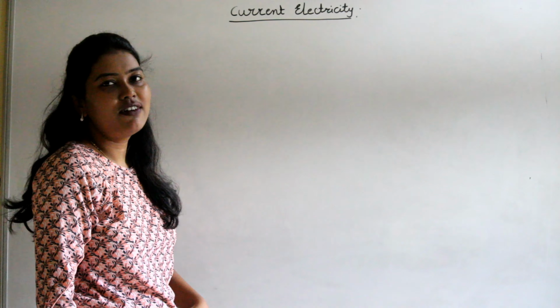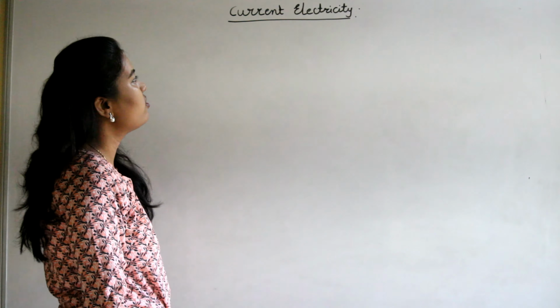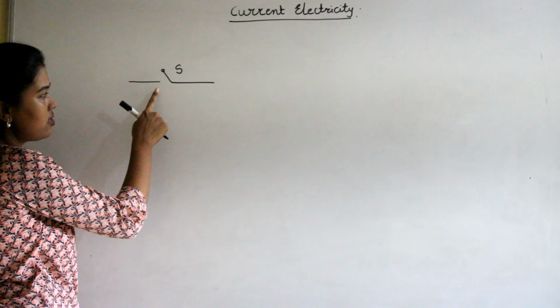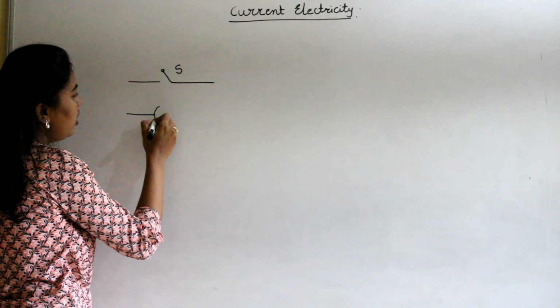Okay, so what all words come to your mind when you listen to these words called current and electricity? There will be different components that will be coming to your mind. I'll list down some of them. For example, the things that are coming to your mind may be a switch, which is denoted like this. It may be a key.